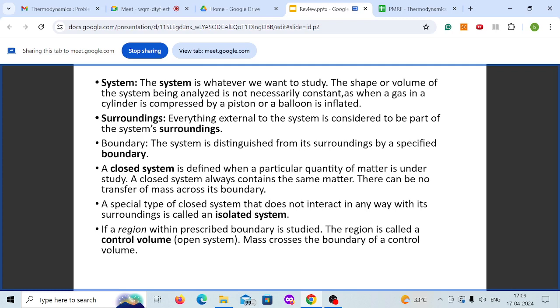If a region within a prescribed boundary is studied, the region is called a control volume. Mass crosses the boundary of a control volume, and you can also have energy transfer. So in an open system you have both mass transfer as well as energy transfer. In a closed system there is no mass transfer, but there can be energy transfer, and your volume can change. And an isolated system is a special case where you don't have any transfer or interaction with the surroundings.